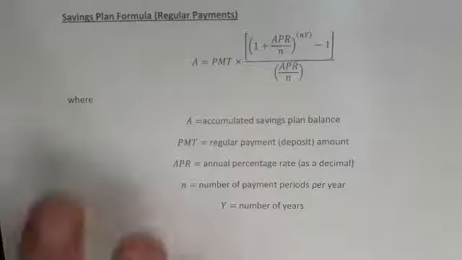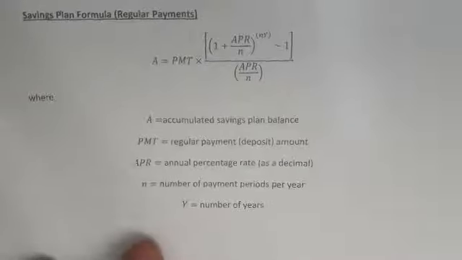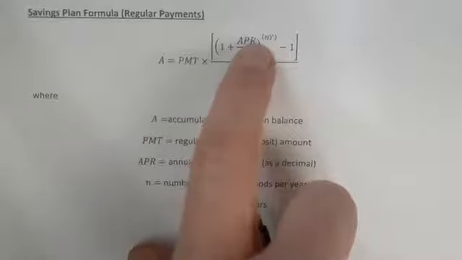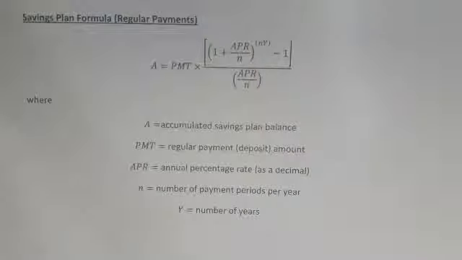Okay, so let's look at this thing. I know it was a bunch of math, but here we go. A equals: my payment is the new thing that we're introducing here. A is still the accumulated amount, the amount at the end. PMT is my payment. This thing, 1 plus APR over n to the ny, should look familiar. We have to do all these operations, and then we have to subtract 1 from it at the end. After we subtract 1, we're dividing by APR over n. So all these things should look somewhat familiar.